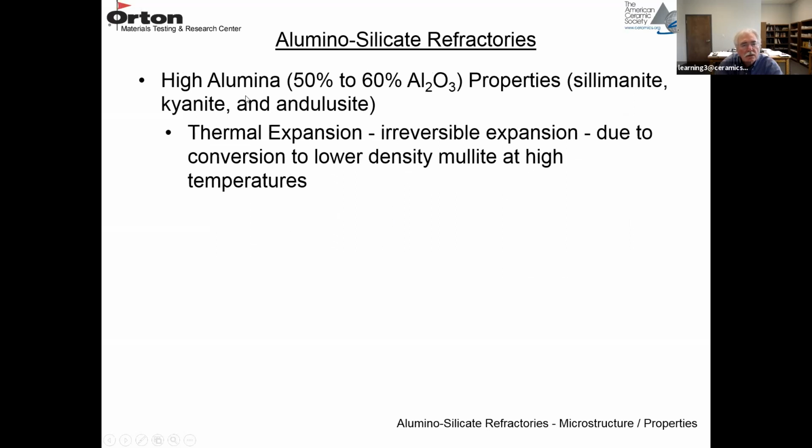Sillimanite, kyanite, andalusite, the raw materials that are going to give you refractories in the 50 to 60% alumina range. When you talked about the thermal expansion behavior, you can tailor in an irreversible expansion, and that's due to the conversion of the higher density to the lower density mullite at high temperatures. So you can tailor in a reheat expansion in these materials.